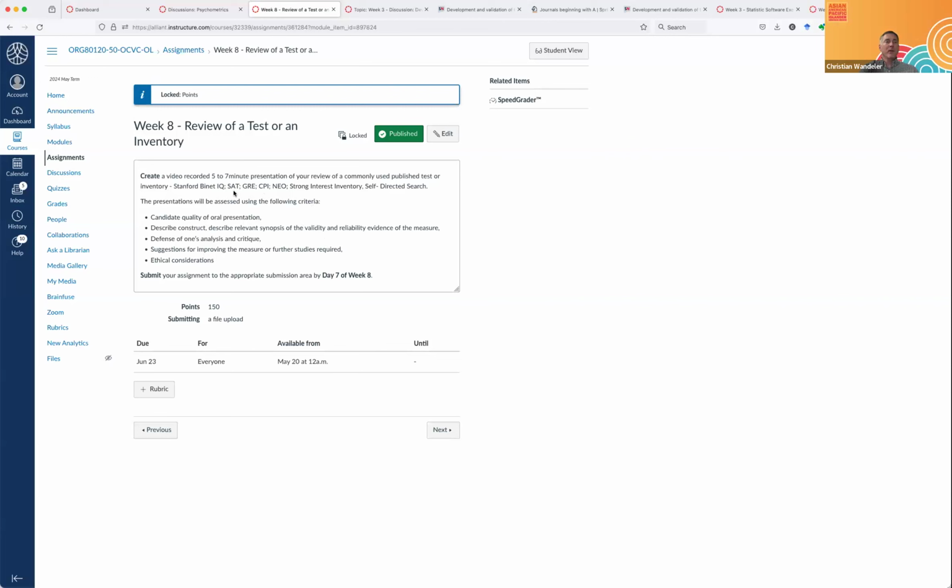You'll see more information here in module 8, where it's 5 to 7 minutes, and the focus is really on an oral presentation. For example, if you have an article, you can do it the way that I did it now, in the conversation we had. If you want to create a presentation, you can do that as well, but you don't have to go that route. What's more important is that you can describe the construct, validity, reliability, and the evidence of the measure, analyze that, and say what you think about it as a professional. And maybe there are some suggestions for improving the measure or for further studies.